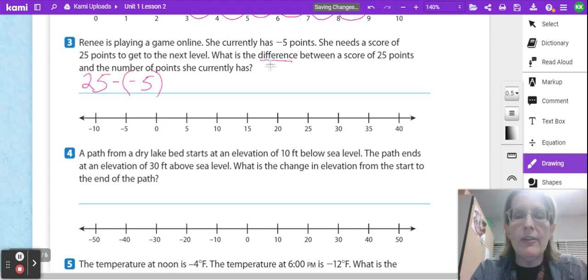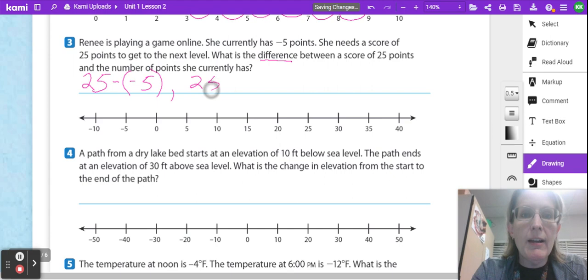Since our question says difference, we know we're going to subtract. So the difference between 25 points and negative 5 points would be 25 minus negative 5. Now we need to rewrite that as addition. We keep the first number, 25. We change subtraction to addition, and we add the opposite. So 25 minus negative 5 is the same thing as 25 plus 5.